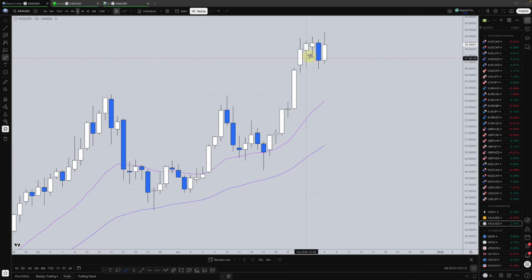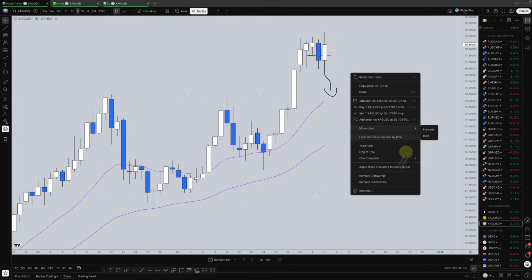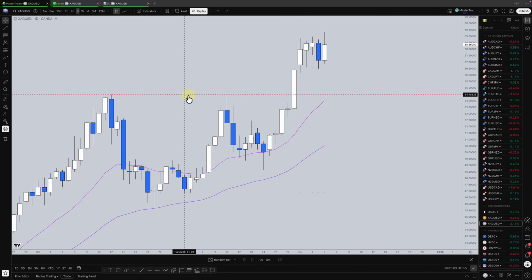Now in that case, of course, we have a breakdown candle because we close below the low of the previous day. So in this case, we could look for a short continuation if you want to, but here we have last month's high.